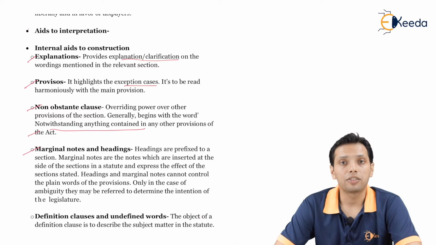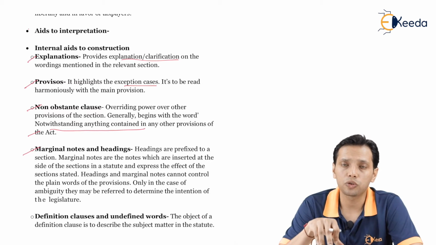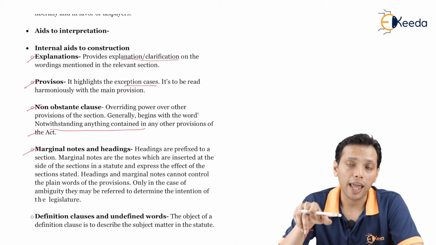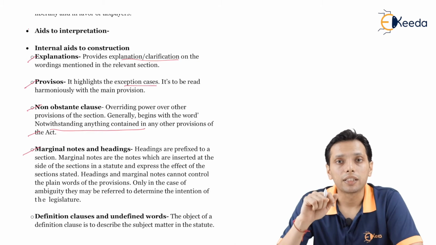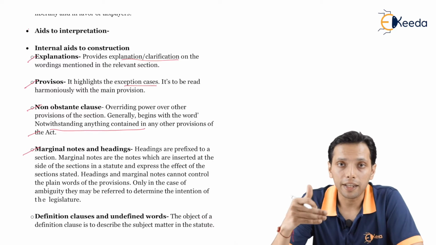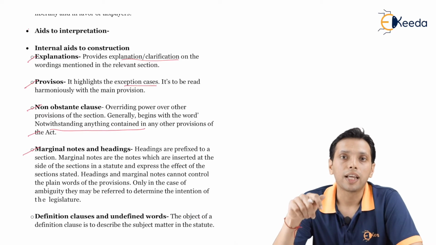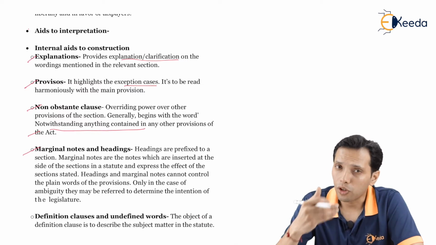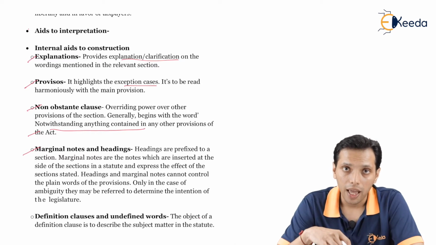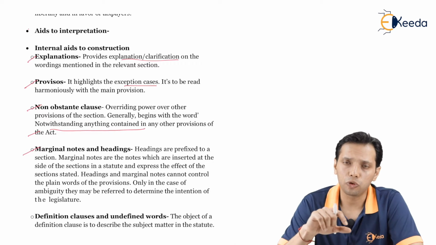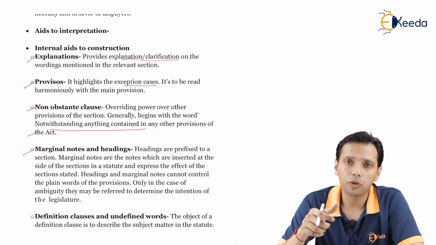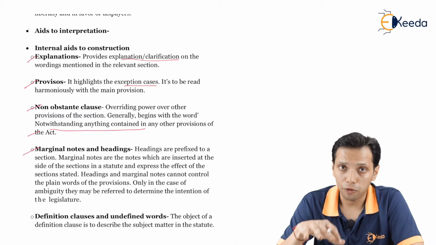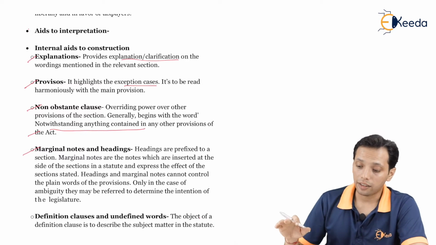Marginal notes and headings. As the word suggests, marginal notes would be mentioned near the section. The content of the section would be written, and at the right-hand side of the section there will be certain wording, the marginal notes. And heading is the header of the particular section, hardly two to three words. These are to be used only when the main provisions of a particular section are ambiguous. They should be relied on for the purpose of interpretation only in few cases, only when the provisions of the act are ambiguous.